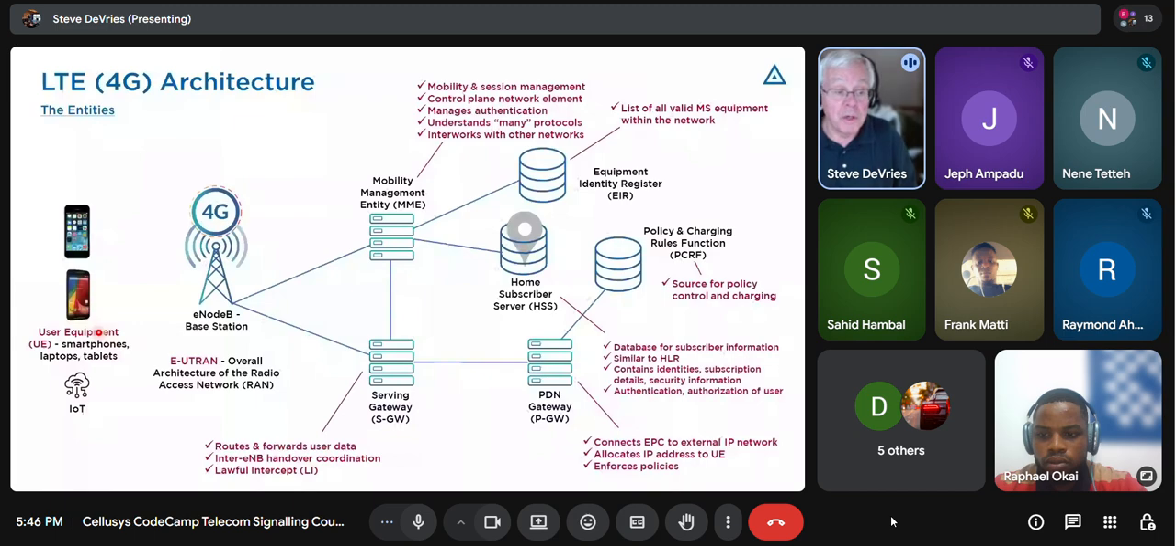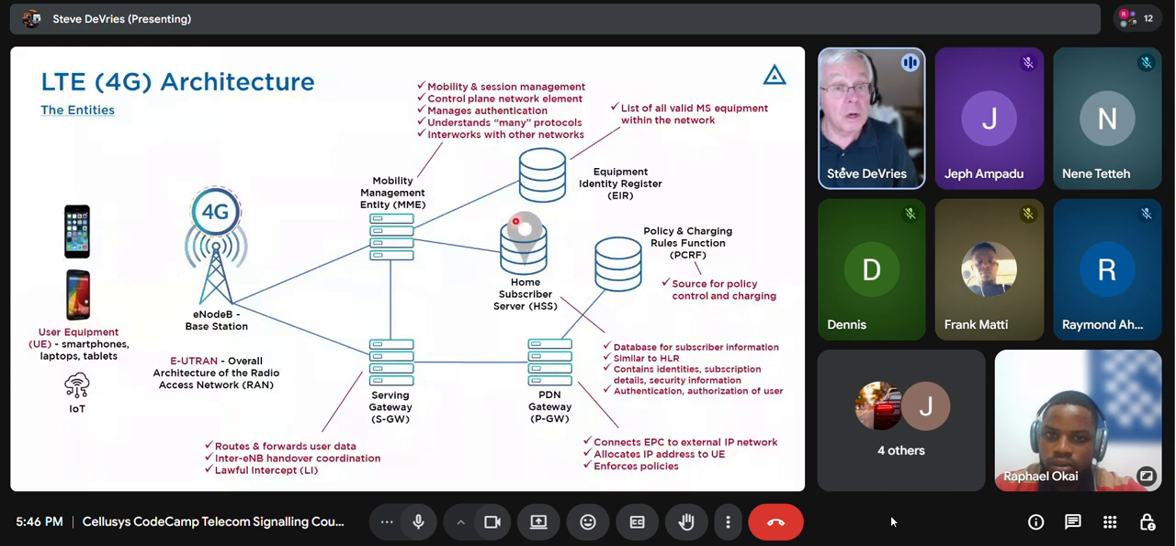So again, your user equipment can be any one of these devices. Your E node B, which is your RAN, is now called the Enhanced UMTS Terrestrial Radio Access Network, kind of a big acronym within an acronym. This is the overall architecture of your radio network. Your mobility management entity is the replacement of the mobile switch and the VLR, the Visitor Location Register, that was in 2G and 3G. So this is responsible for mobility and session management. It's responsible for your control plane. It manages your authentication through your home subscriber server.